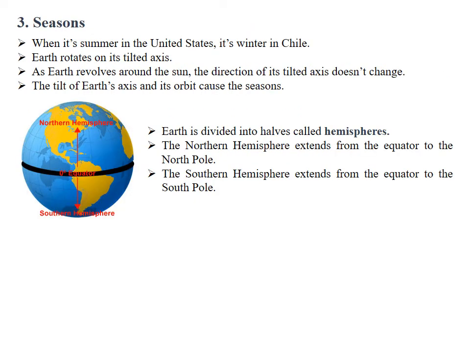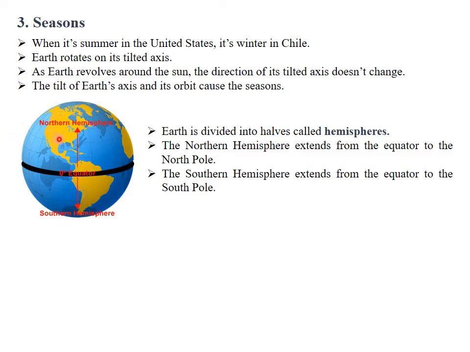Now, let us move to the seasons. When it's summer in the United States, it's winter in Chile. Earth rotates on its tilted axis. As Earth revolves around the Sun, the direction of its tilted axis doesn't change. The tilt of Earth's axis and its orbit cause the seasons. Let's look together at this picture.